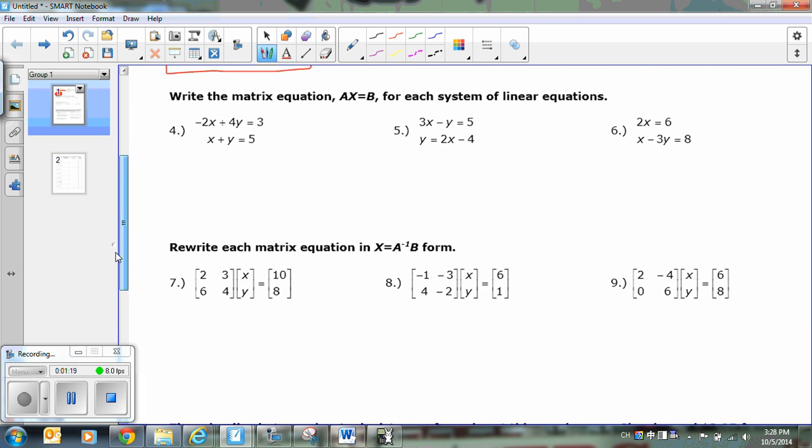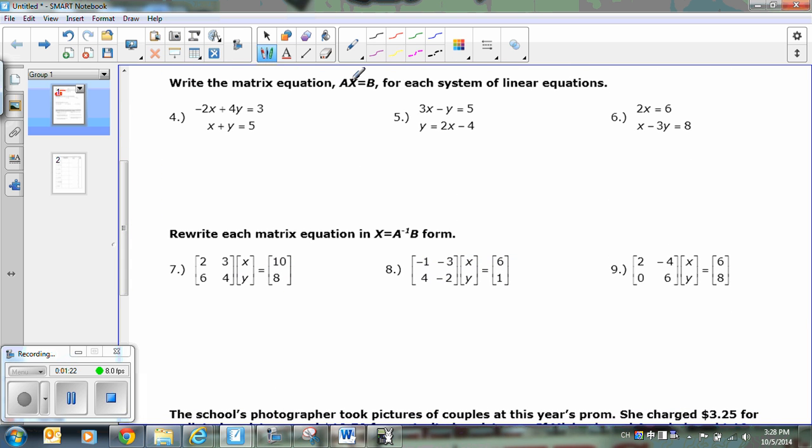Number 4, the directions say, write the matrix equation AX equals B for each system of linear equations. All right, so remember, A is the name of a matrix, X is the name of a matrix, and B is the name of a matrix. A is your coefficient matrix. It's going to be a 2 by 2 because you have 2 rows and 2 columns. X will be your variable matrix. It'll be a 2 by 1. We only have 2 variables, X and Y. And then B will be your constant matrix. It'll be a 2 by 1 matrix because we just have these two constant values.